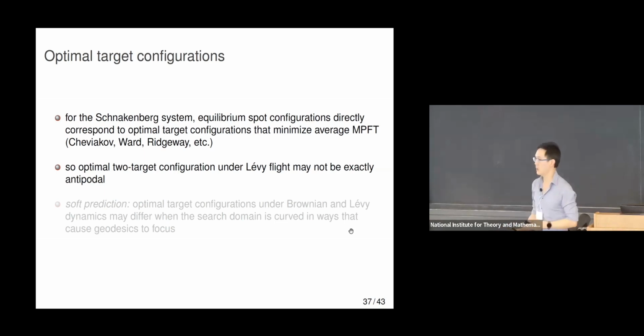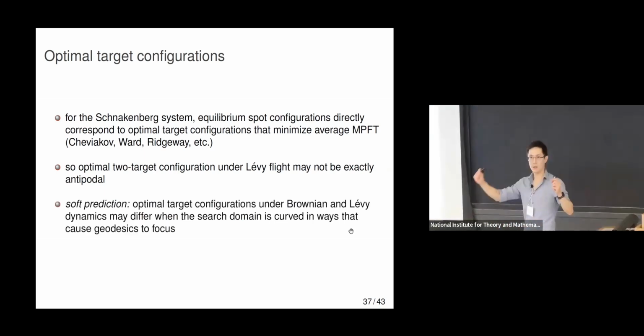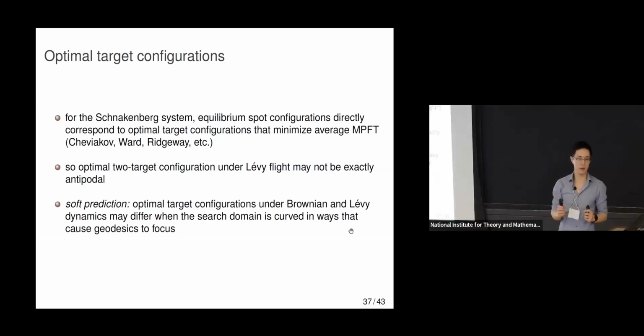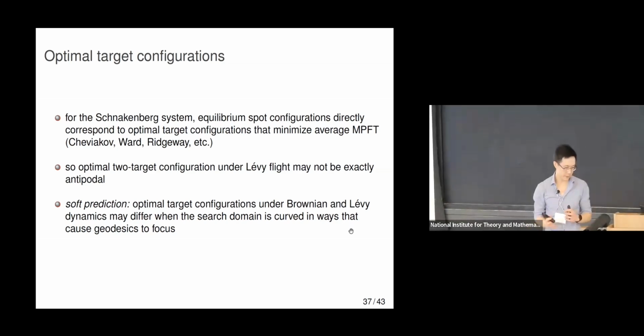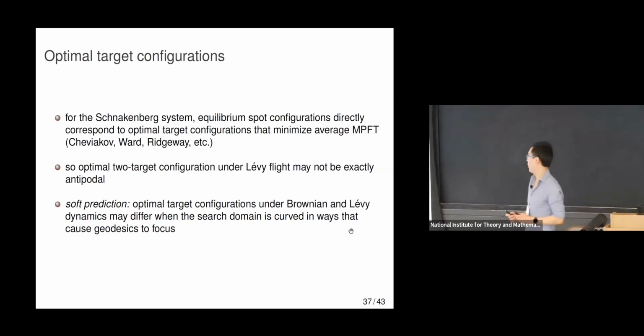And I think in general, this is going to happen on any kind of surface where you have these geodesics that collide, where the optimal configuration for a Levy flight search could be different from that of the Brownian. Okay. I think I'll stop there.